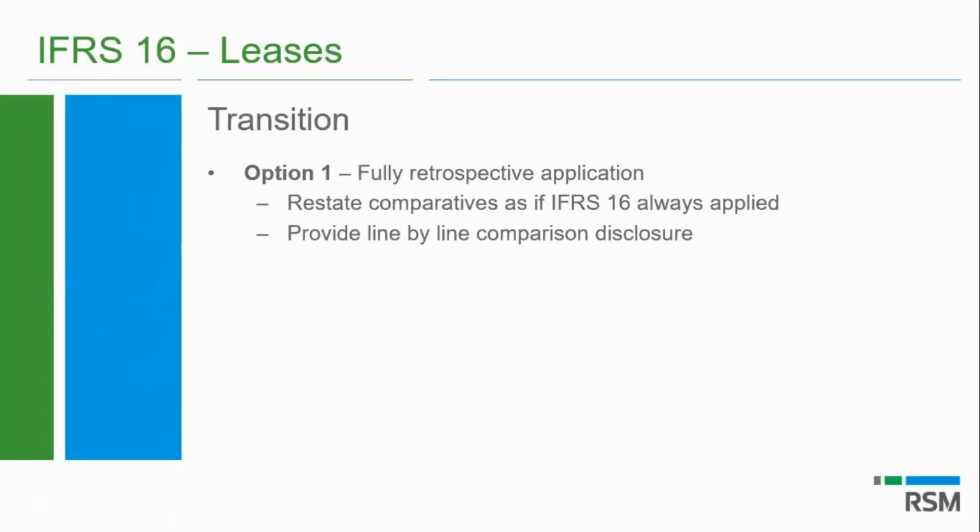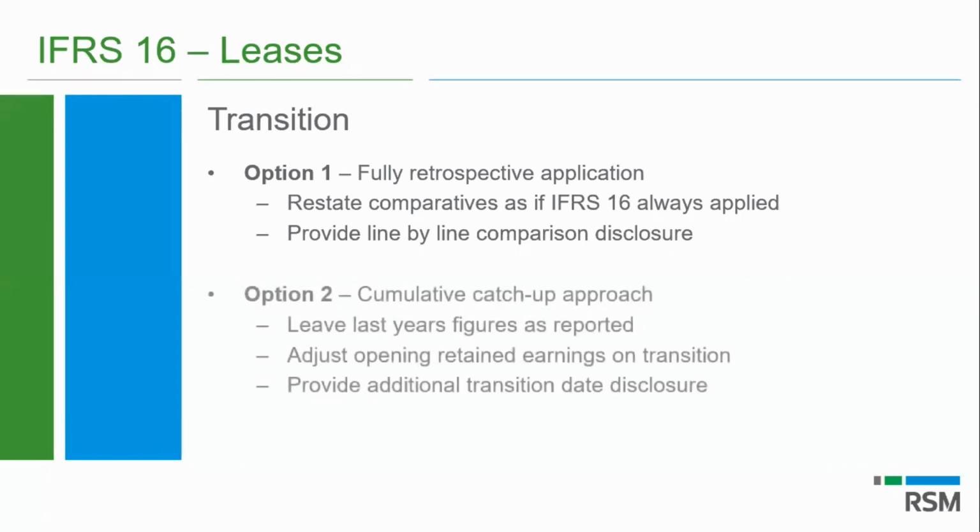That means you restate your comparatives as if IFRS 16 was always applied, and you provide line-by-line comparison disclosure. So you go back, as if IFRS 16 was always there, and you do a full retrospective application in terms of IFRS. That would be a 3-column balance sheet, all of those things in terms of the relevant IFRS standards. Option 2 is what they call a cumulative catch-up.